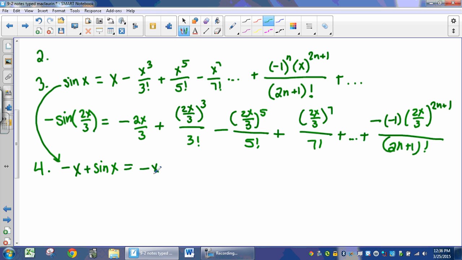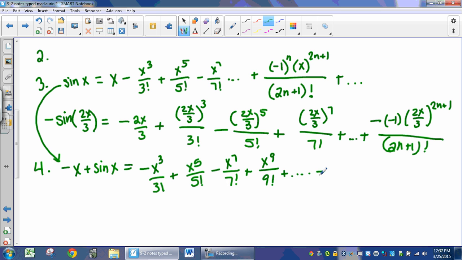So I just get negative x cubed over 3 factorial plus x to the 5th over 5 factorial minus x to the 7th over 7 factorial. I asked you to do the first 4 non-zero terms, so then the next term would be plus x to the 9th over 9 factorial.